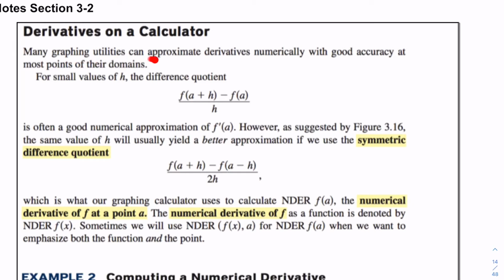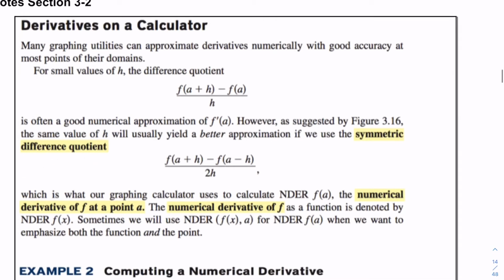Many graphing utilities can approximate derivatives numerically with good accuracy at most points of their domains. For small values of h, the difference quotient is often a good numerical approximation of the derivative. However, as suggested by the figure prior, the same value of h will usually yield a better approximation if we use the symmetric difference quotient. That means if you go a little bit before and a little bit after and you average it, then you'll get something a little bit better.